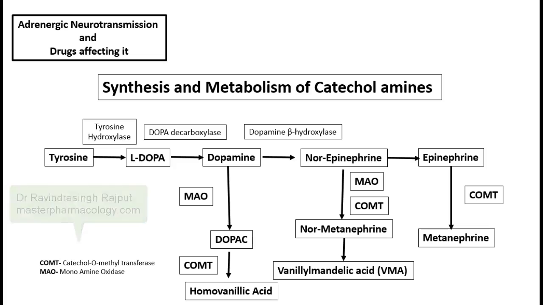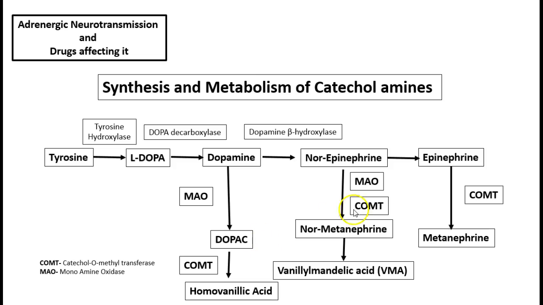Now next you need to know how they are metabolized. The two important enzymes which are responsible for metabolism of catecholamines are the MAO enzyme, that is monoamine oxidase, and COMT. COMT is catechol-O-methyltransferase. Now these enzymes metabolize mainly dopamine, norepinephrine and epinephrine. So for example, dopamine is metabolized by monoamine oxidase to DOPAC, and this DOPAC is further metabolized to homovanillic acid with the help of COMT.